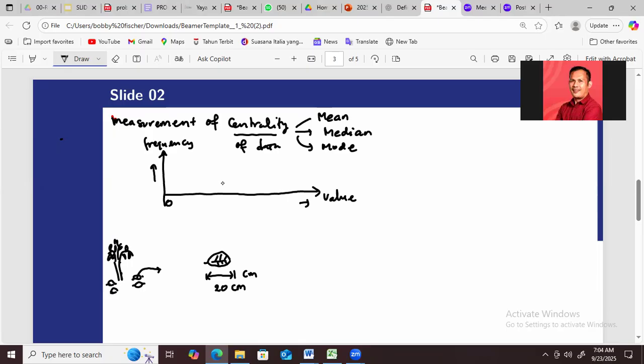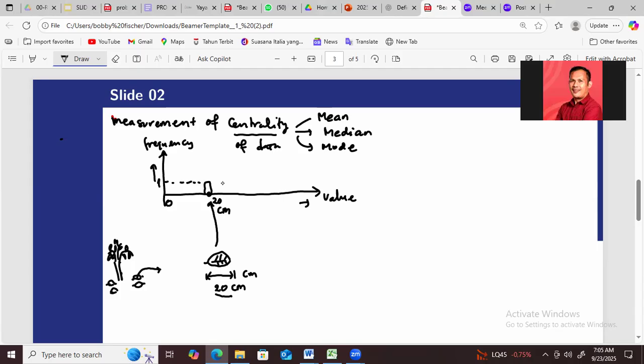So when you have the measurement value, this is 20 centimeter, then you can put it in the line, in the coordinate. So this is say that 20 centimeter. And then when you collect one leaf, 20 centimeter give you the frequency of 1, because you have one leaf, then you have a frequency is 1, right?